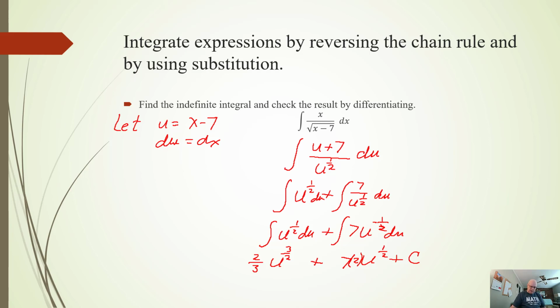So what do we get? We've got 2 thirds, and put the u back in. U is x minus 7. That's the 3 halves power, plus 14. And we've got u, which is x minus 7. And that's to the 1/2 power, or square root. And those are combined constant of integration. And there we go. Not too bad, is it?